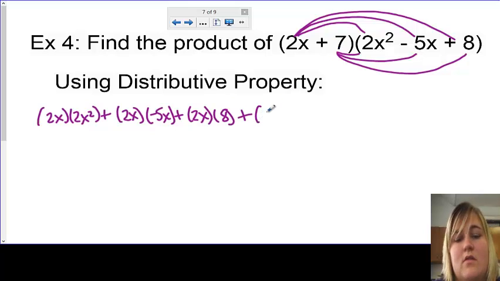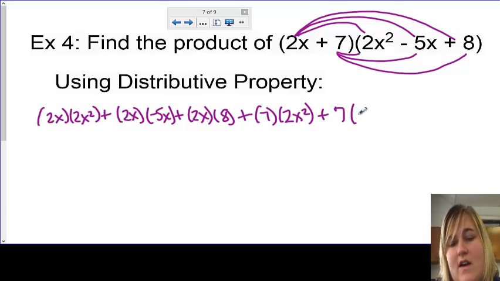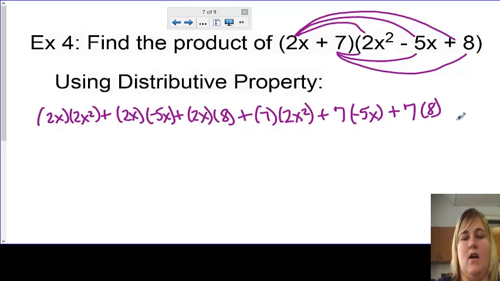I have 7, which I'm going to take to the first term, which is 2x squared, plus 7, which I'm going to take to the middle term, which is negative 5x, plus 7, which I'm going to take to the last one, which is 8. So now, all I have to do is multiply.